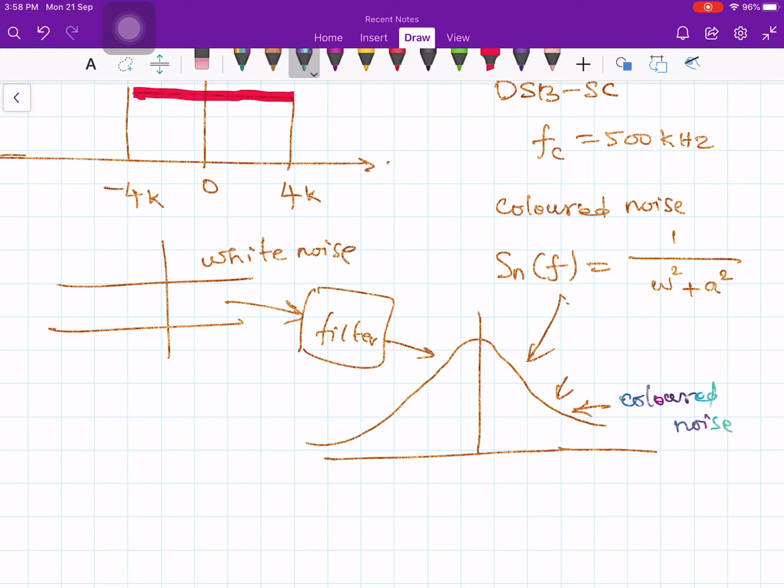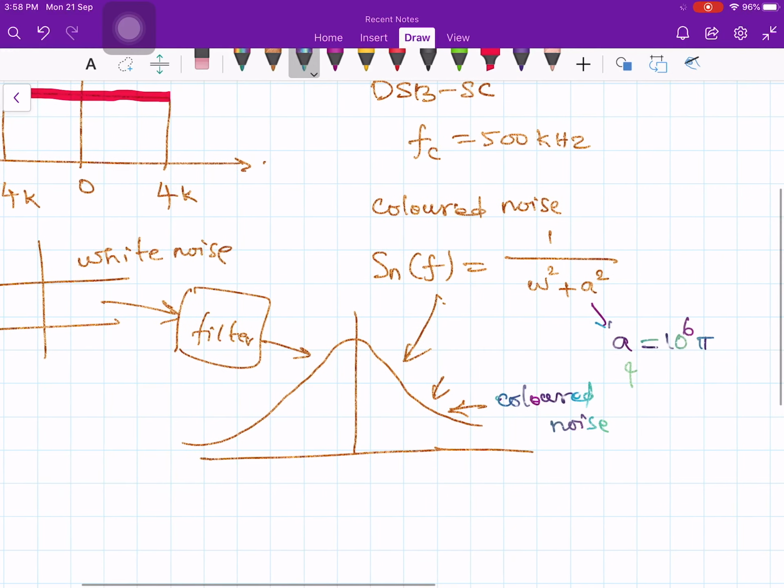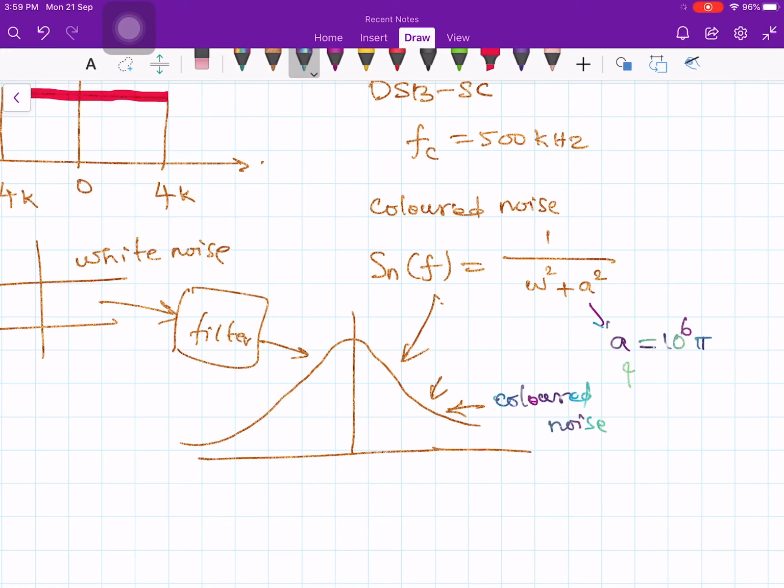In this, let us take the constant value a equal to 10 to the power 6 pi. This numerical value makes sense because if your carrier frequency Fc is 500 kilohertz, the noise power in that bandwidth is going to play a role. One more piece of data we need is the signal power. The final data needed is the useful signal power at the receiver, which is equal to 1 microwatt, that is 1 times 10 to the power of minus 6 watts.